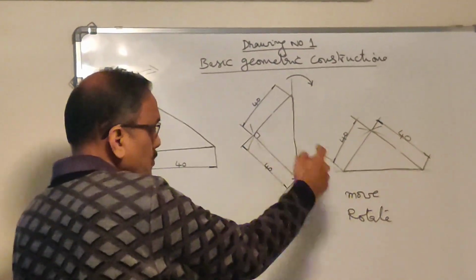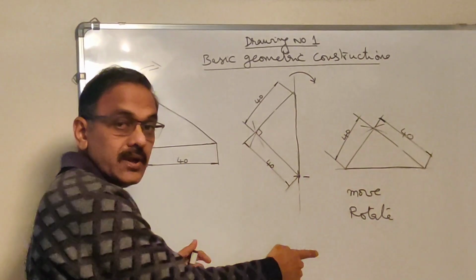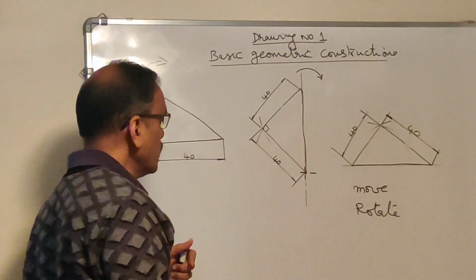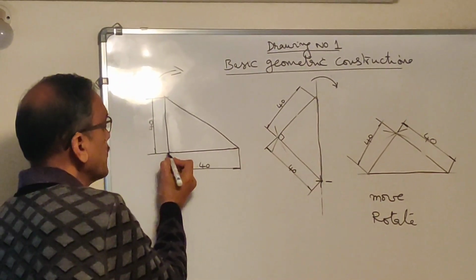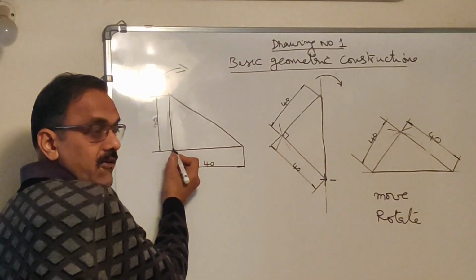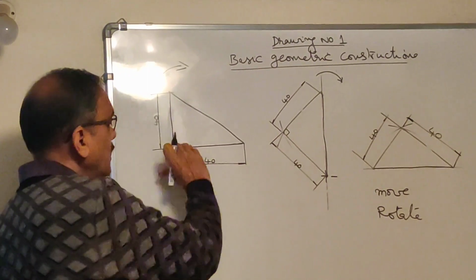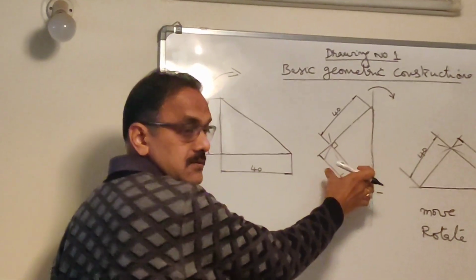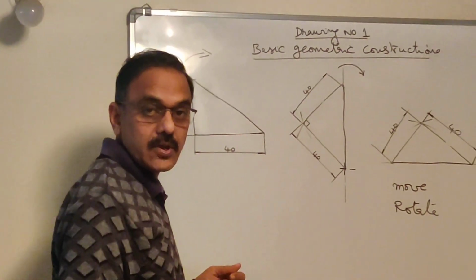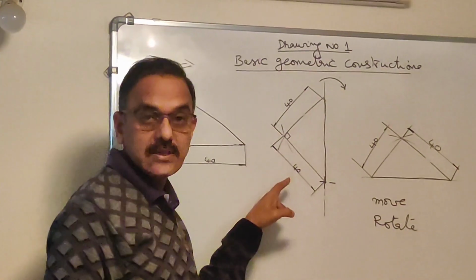Once it is moved here using the move command, then you go to the rotate command. When you are using the rotate command, this point you will select as the center of rotation. You have an option to select the center of rotation, and then it will be rotated to the given position. You will get this within no time. Only thing, you have to do the dimensioning separately.